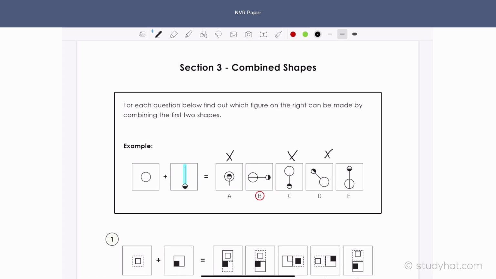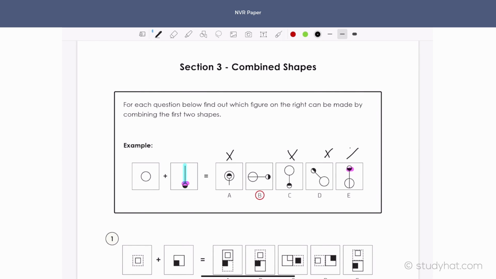Right, the circle is half black and half white. The white bit is next to the tail. Okay, so if you see here, the black bit is next to the tail. So we don't want this one. And that's why the answer is B.